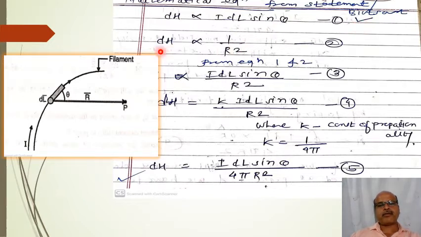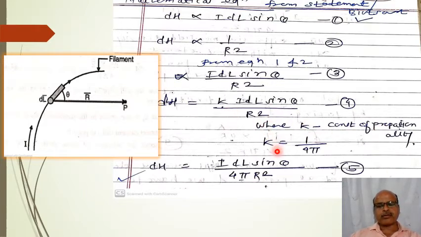Then also the magnitude of magnetic field intensity is inversely proportional to the square of the distance, that is, the distance between the filament and the line joining to the point P. That is, dH is inversely proportional to 1 upon r square. So combine equation 1 and 2. Therefore dH is proportional to I dl sine theta upon r square. If we remove this proportionality sign, then dH is equal to k I dl sine theta upon r square, where k is a constant of proportionality.